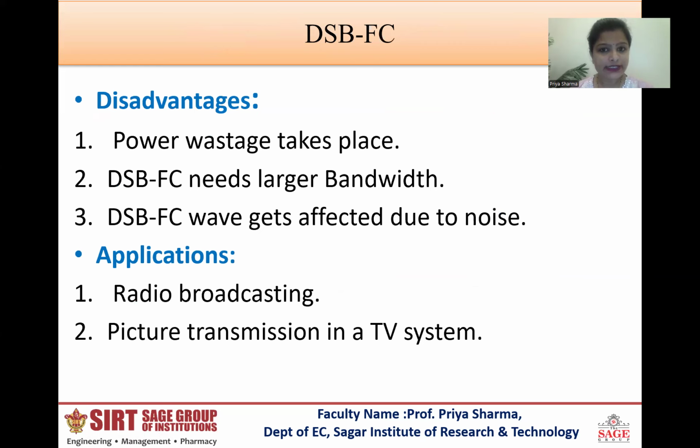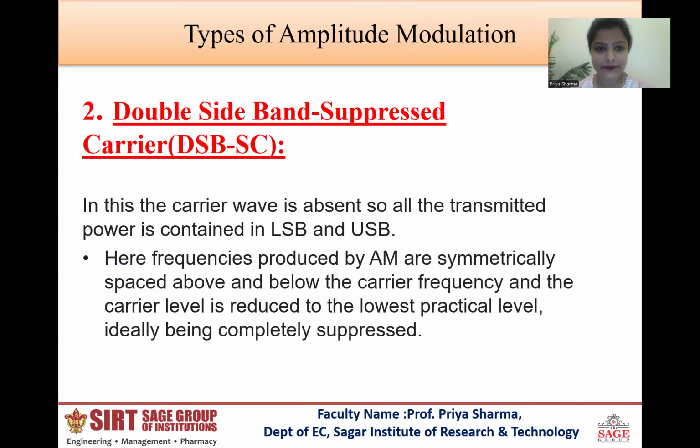Disadvantages: power wastage takes place as two sidebands and one carrier are transmitted. So power is wasted. DSB-FC needs larger bandwidth, twice of fm. The DSB-FC wave gets affected due to noise, and the applications are radio broadcasting and picture transmission in a TV system.